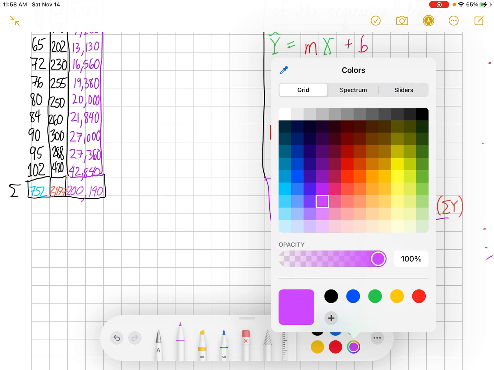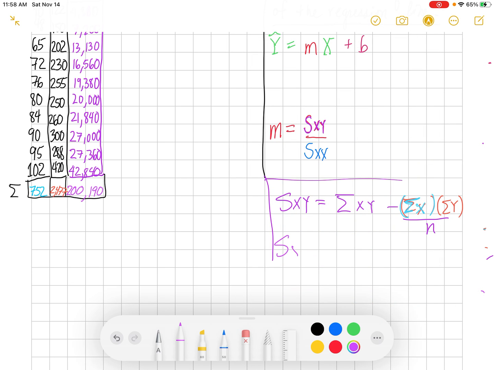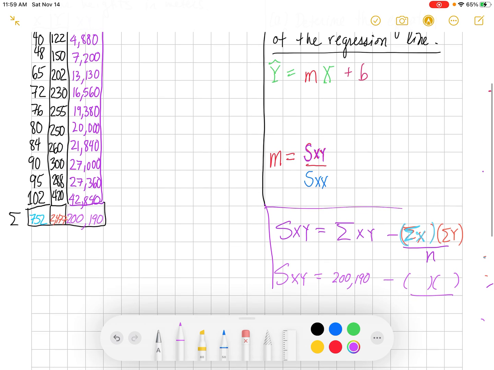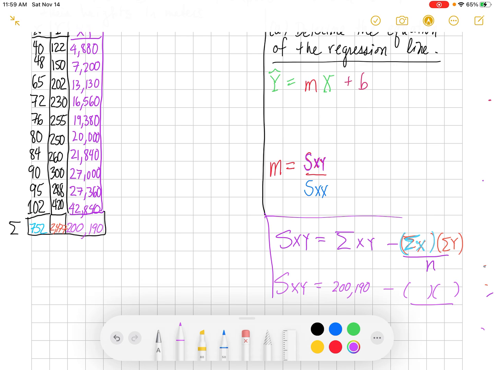Okay, so let's plug these into our formula for sxy. Sxy equals the sum of the xy's, that's the first thing we do, 200,190 minus blank times blank divided by, what's the sample size here? How many points do we have? 1, 2, 3, 4, 5, 6, 7, 8, 9, 10. So this is divided by 10. N is 10. You have 10 sample points.